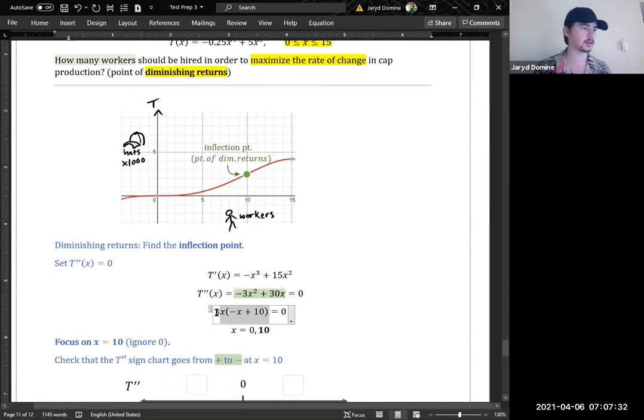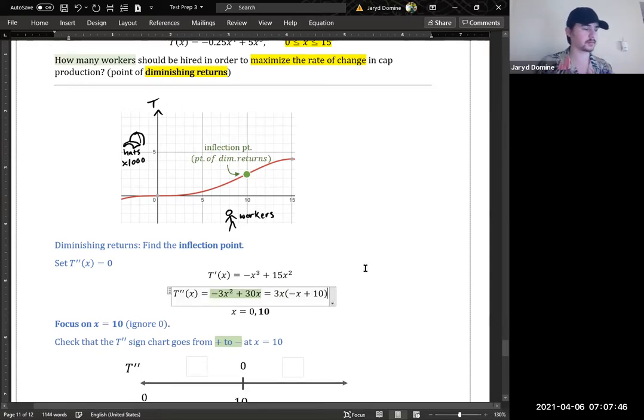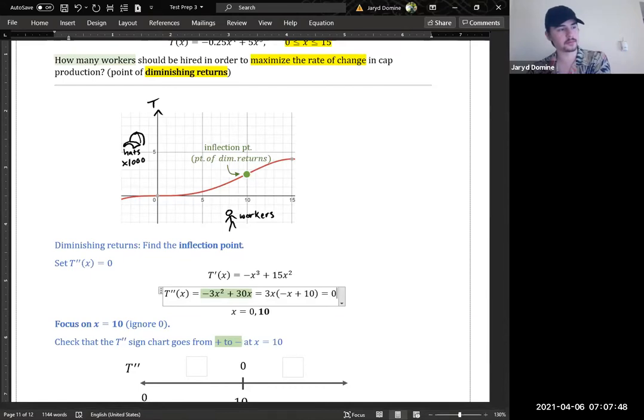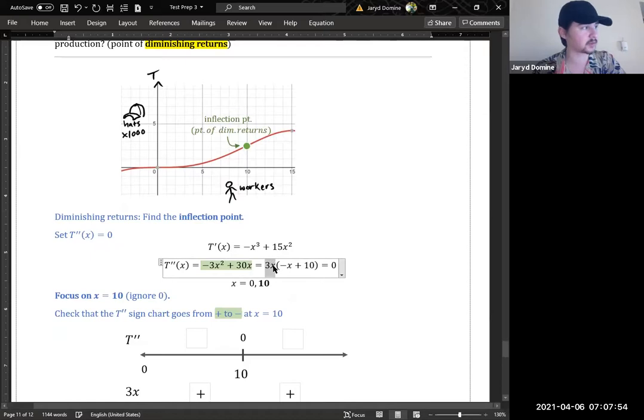Okay, and this is all equal to, so I factored it here. Let me rewrite this. This is all equal to 3x times minus x plus 10, and we're going to set that equal to 0. By factoring it, it's really easy to see what we need. So x equals 0 is one of the options, and x equals 10 is the other option. So 0 workers and 10 workers. We're going to focus on 10, so ignore the 0.